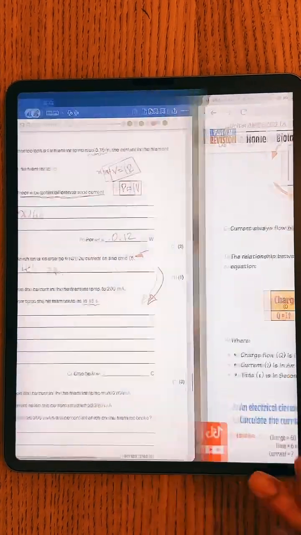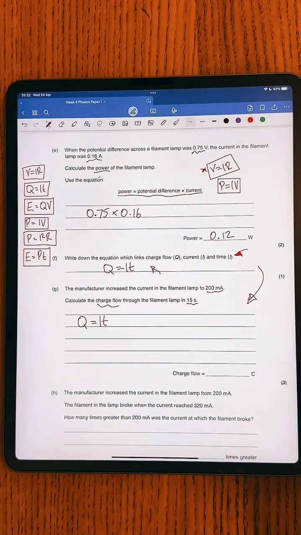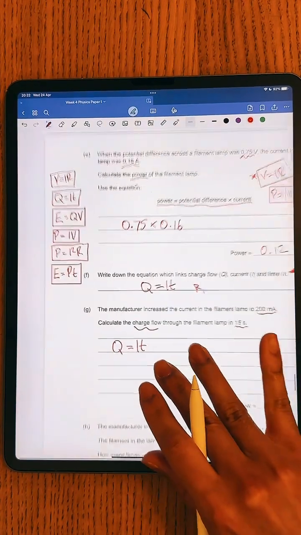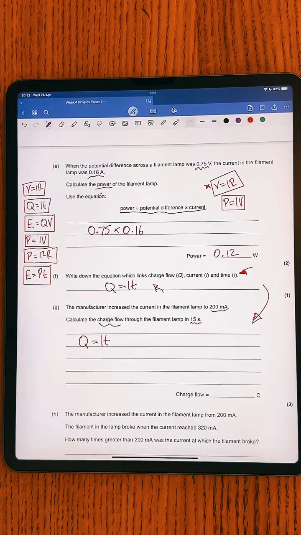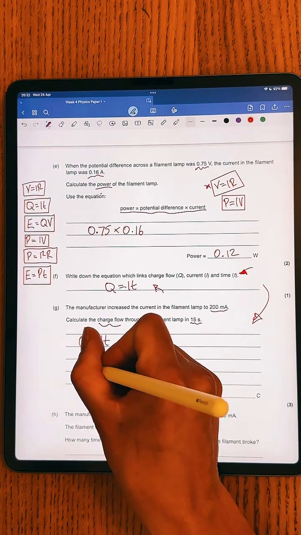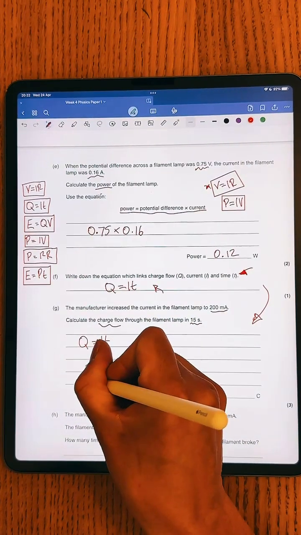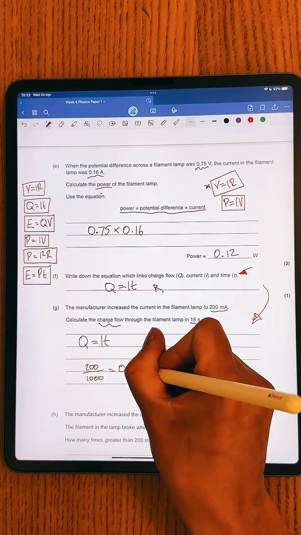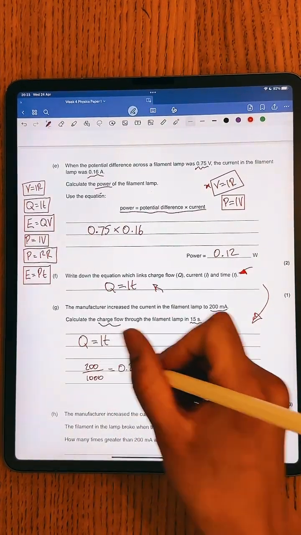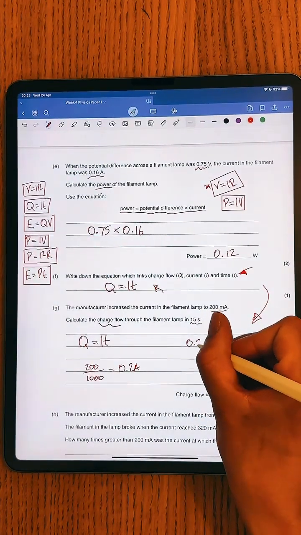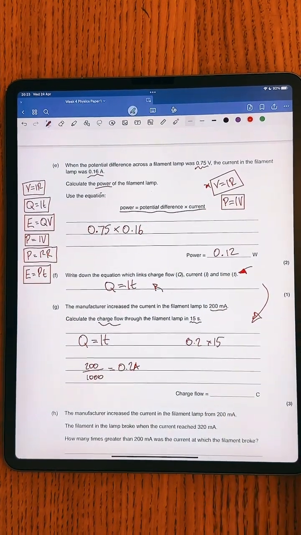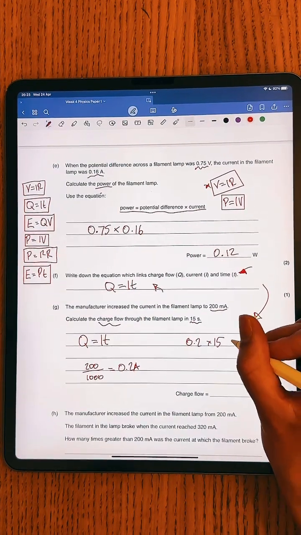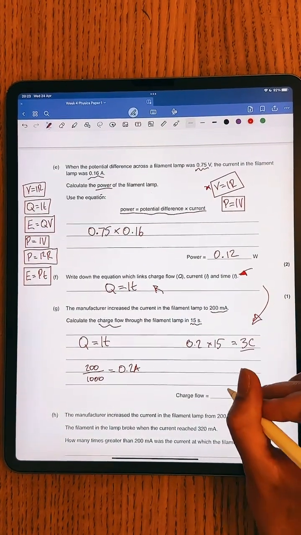So current needs to be in amps, but in our question here, it's in milliamps. Milliamps means it's 1,000th of an amp. So what we need to do is, yep, that's right, good, convert that by dividing it by 1,000. So first thing to do is 200 divided by 1,000, which gives us 0.2 amps. Now we can put it all into the equation, Q equals IT. So 0.2 times 15, which gives us an answer of 3 coulombs.